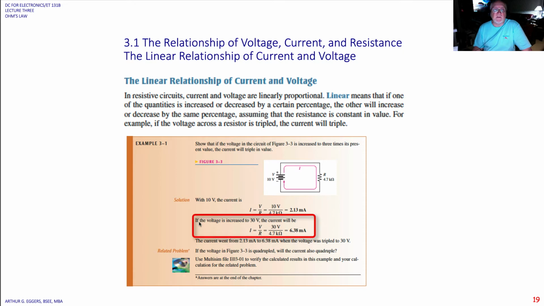In this case, what if the voltage is increased by 3 times, to 30 volts? The current will change accordingly. The current will actually triple. So I equals V over R: 30 volts divided by the resistor, which hasn't changed, it's held constant at 4.7 kilo ohms, and we now get 6.38 milliamps of current. You can see the current went up when we increased the voltage, yet we held the resistor at a constant value.